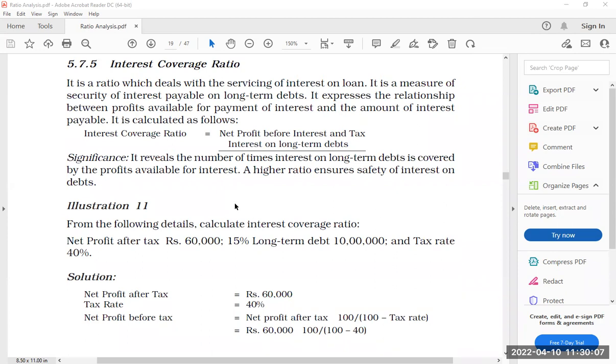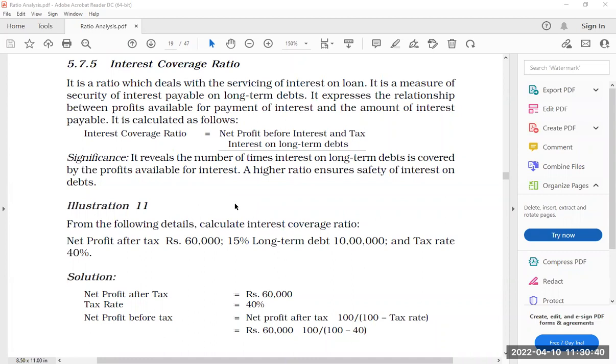Meaning 10,000 divided by 5,000. The answer is going to be 2. Actually 2. So one time is at the denominator. So 2:1. Meaning 2 times of my earnings are covering my 1 times of compulsory payment of interest. Okay, it can be up to the maximum of 1:1.